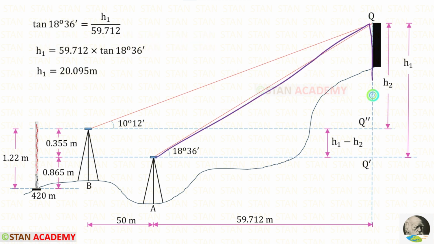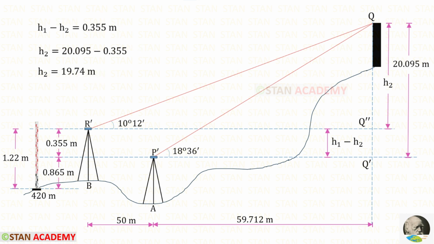We can take this triangle. In this triangle, we can use the tan theta formula. Tan 18 degree 36 minutes will be equal to H1 upon 59.712. For H1, we will get 20.095 meter.